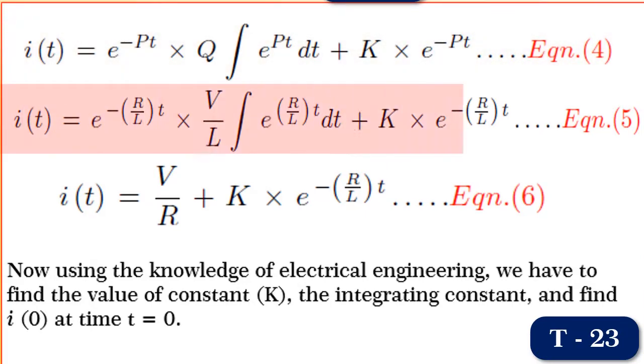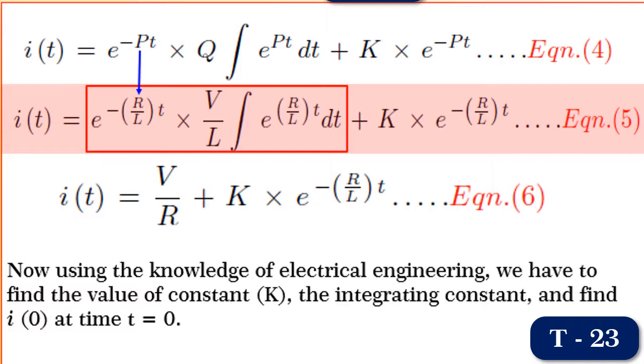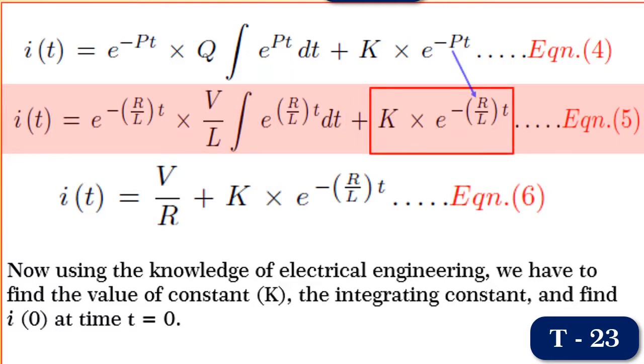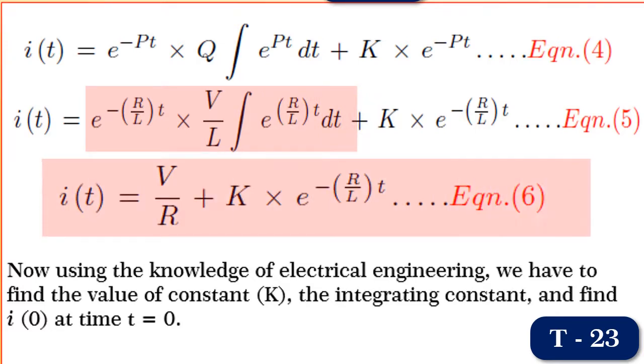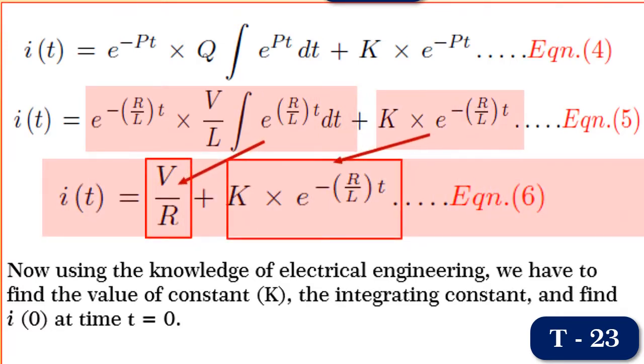By substituting the values of P and Q, we get i(t) equal to e to the power of minus R by L into t, into V by L, into integration e to the power of R by L into t dt, plus k into e to the power of minus R by L into t. Let it be equation 5. By solving the integration term, we get i(t) equal to V by R plus k into e to the power of minus R by L into t. Let it be equation 6.